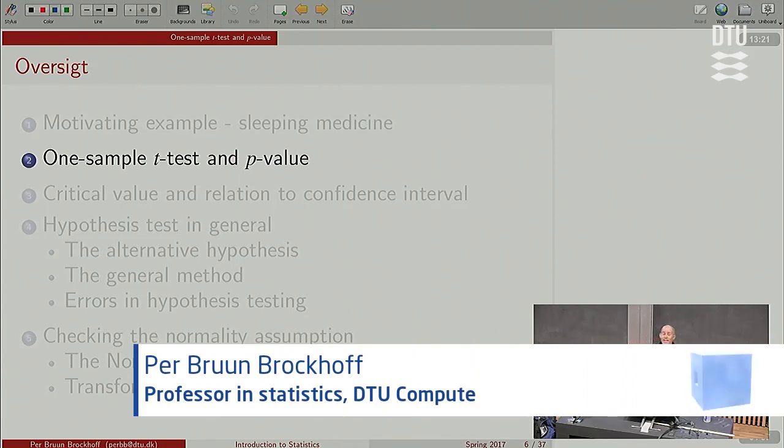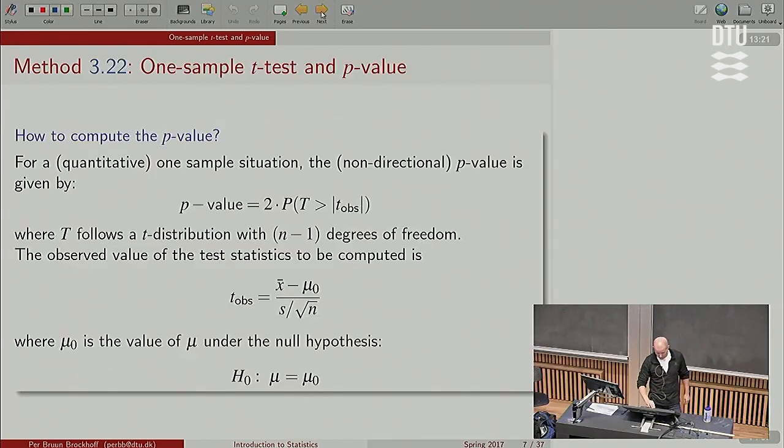Let's get the actual method defined formally now. The so-called one-sample t-test and the corresponding p-value, which is the name of this. If we begin from the bottom of this method box here, we are now hypothesizing that some mean equals a fixed number, mu0. We just exemplified that this number was 0, but it could be any kind of specific choice that we want to make a hypothesis test about. So mu0 is a given number in the actual use of this.